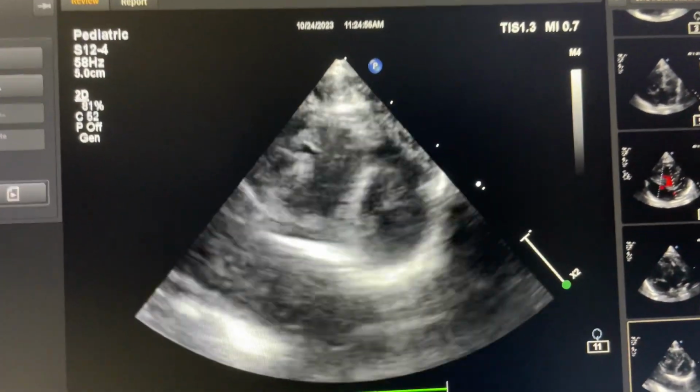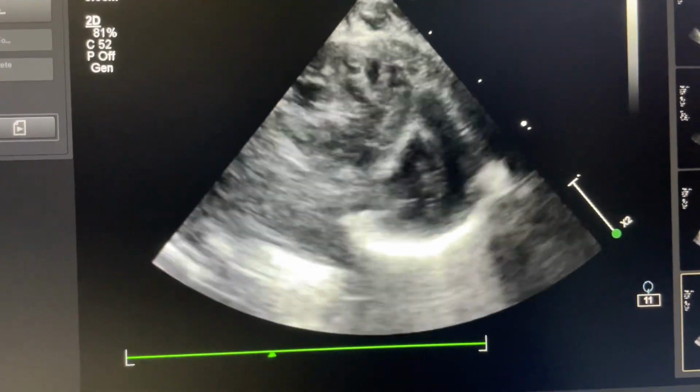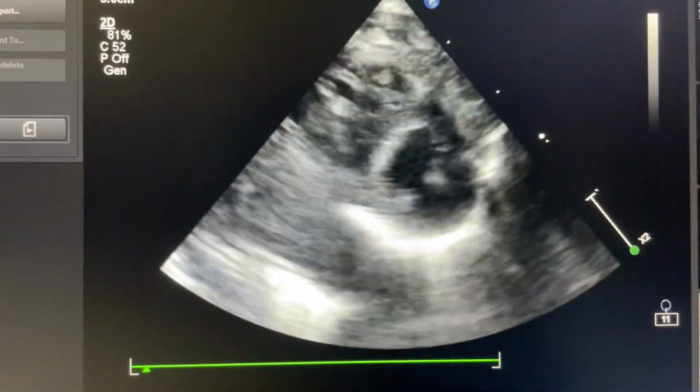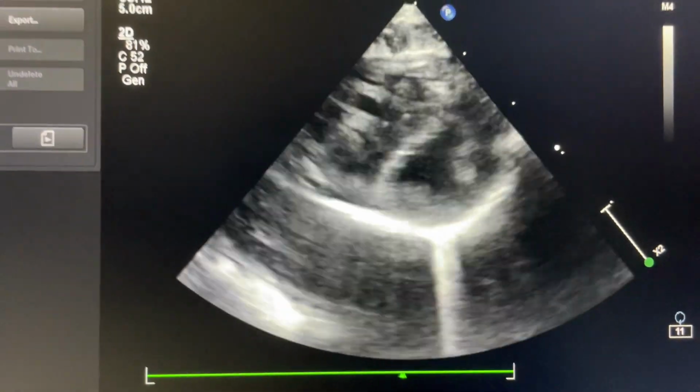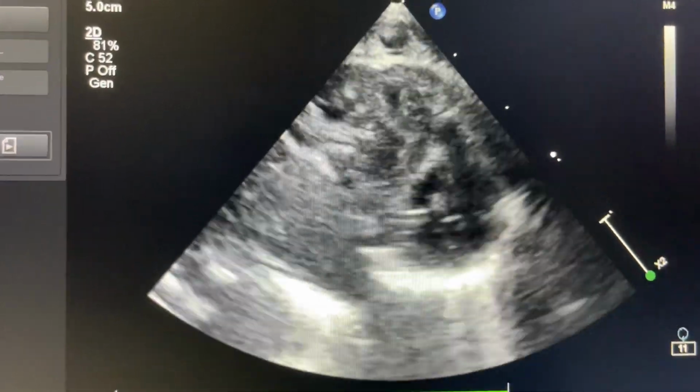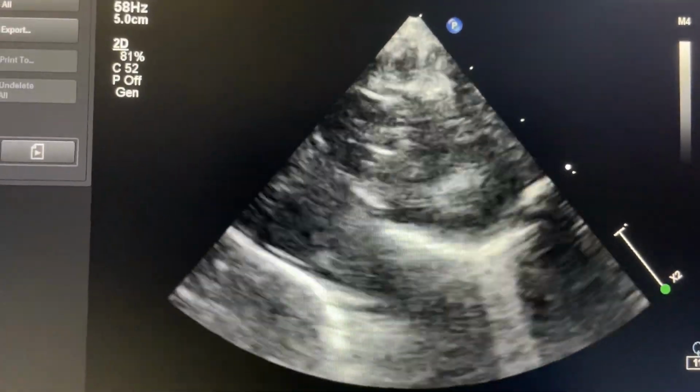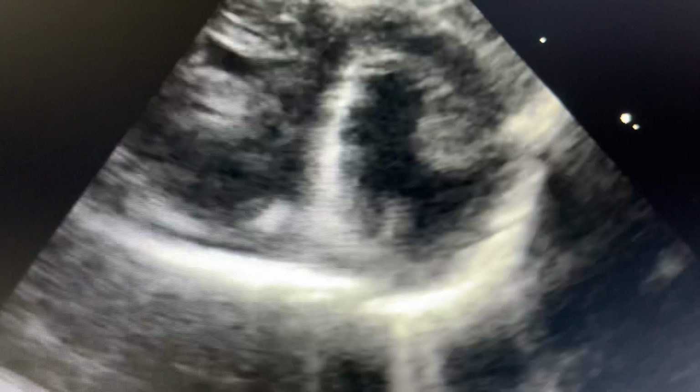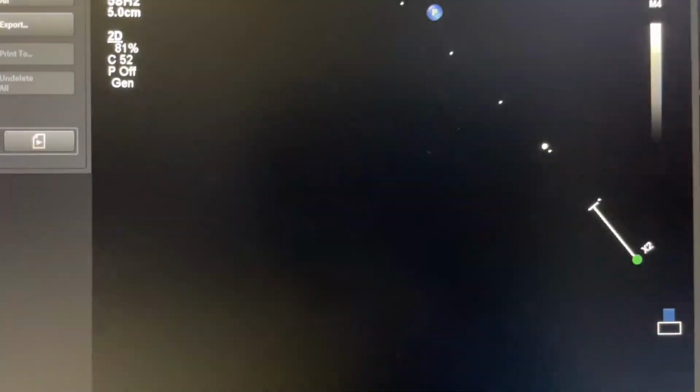And the left ventricle chamber is D-shaped, suggestive of raised pressure on the right side. That is, right ventricular systolic pressure is quite raised. That is why the left ventricle chamber is D-shaped. You can easily find out this is D-shaped.